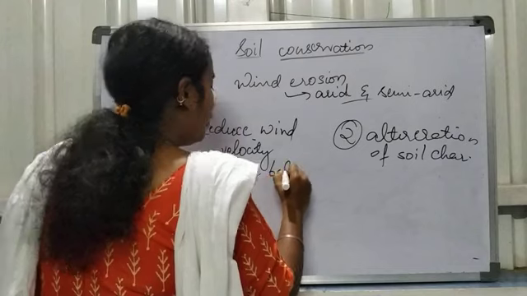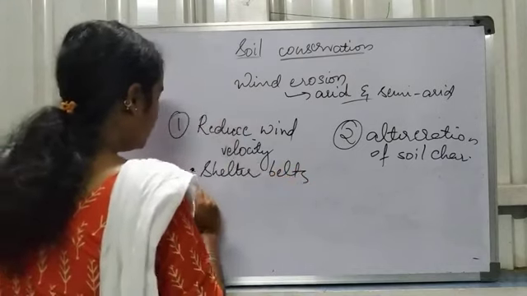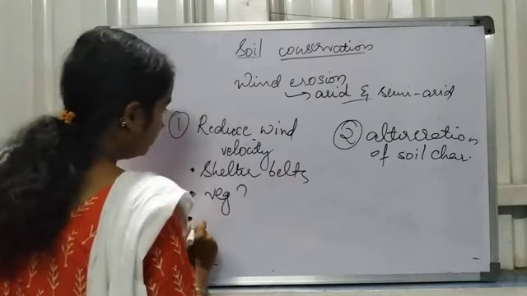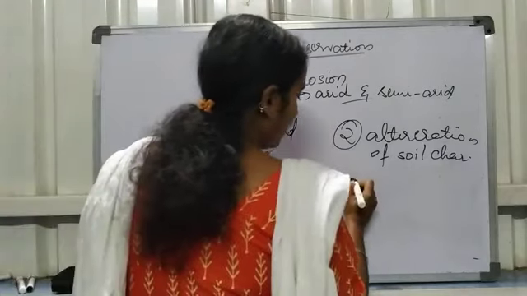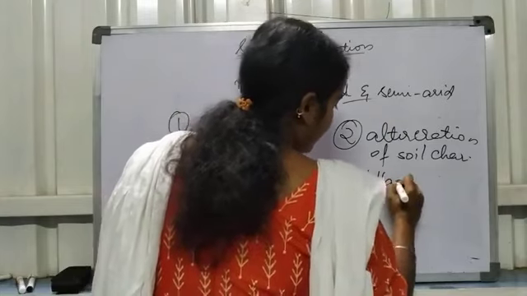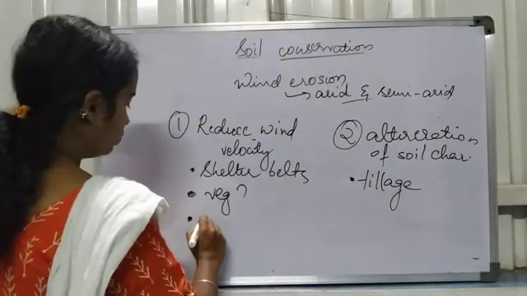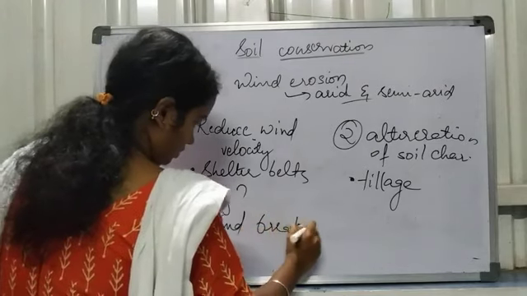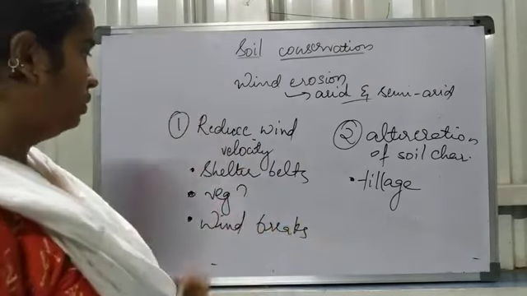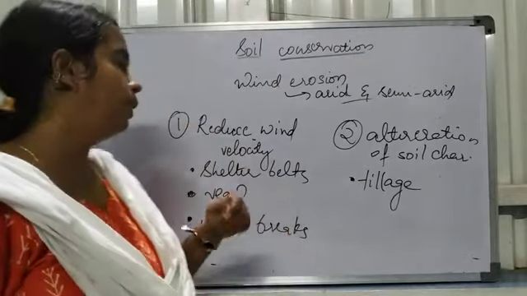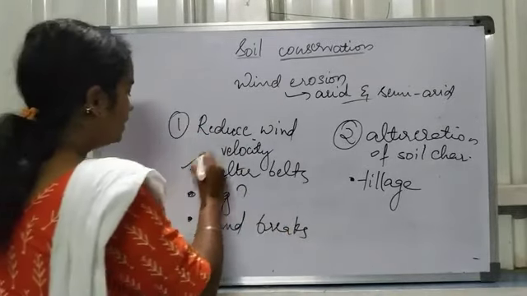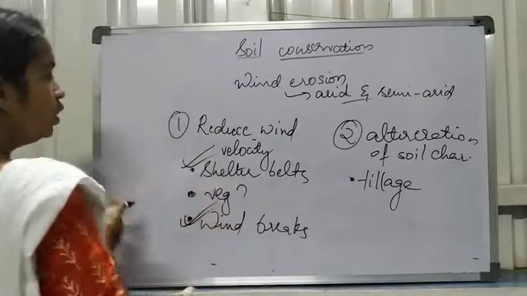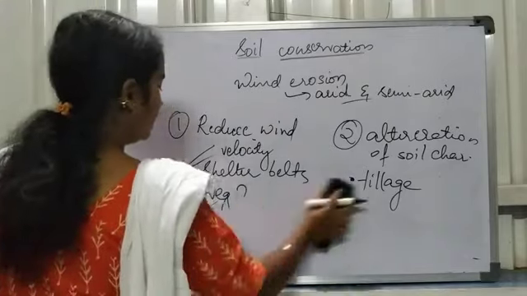We shall discuss this in detail. Next one is vegetation, and also alteration of soil characteristics we can do with tillage operations. And next one is wind breaks. So these are some ways through which we can reduce the wind velocity. The important ones among these are shelter belts and wind breaks. So we shall talk about shelter belt and wind break now.